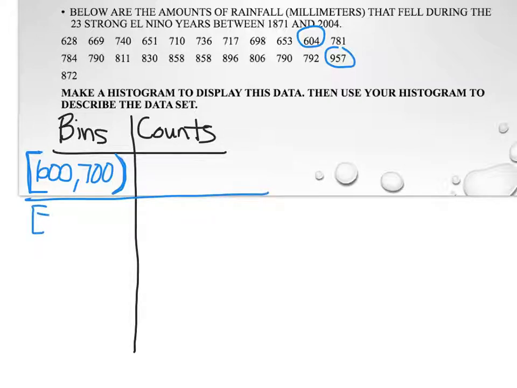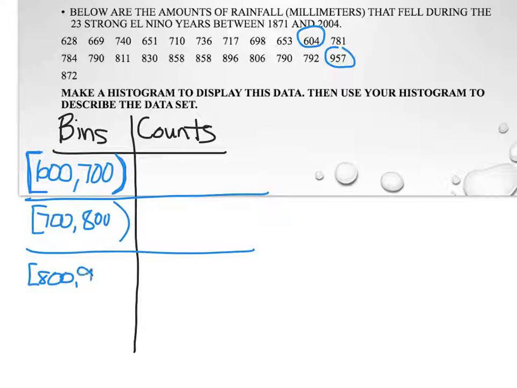Right? Then we can do the same thing. In our next bin, we'll do 700. Notice the square bracket means I will include 700 this time. And then up to 800, but not including. Then I'll do it until I can get to all of my data points. So in this case, I'll go all the way up to the 1000 mark. Okay, so there's my bins.